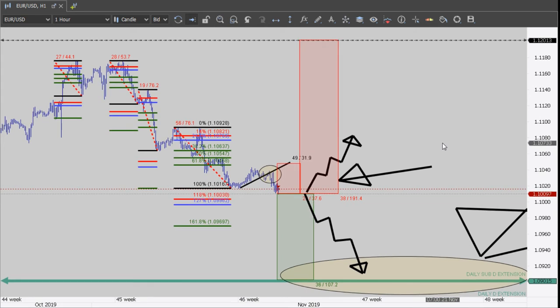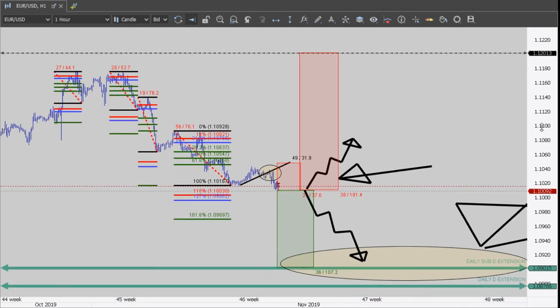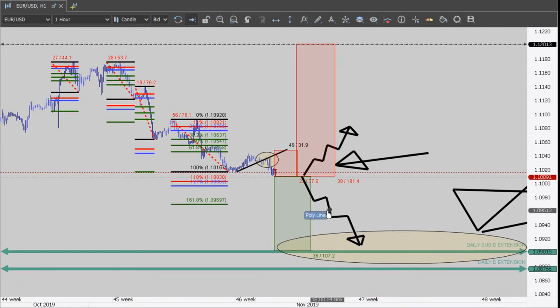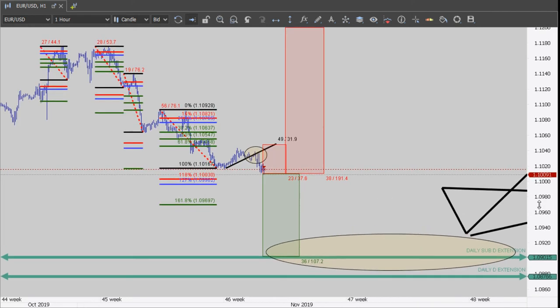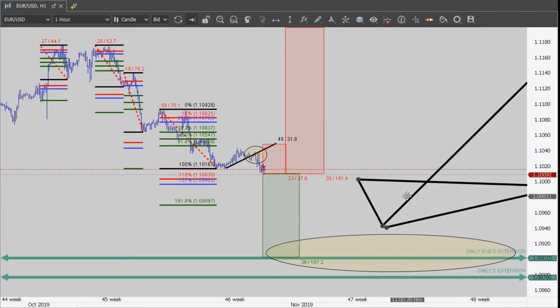Miguel is saying we could bring the take profit down to the daily tick. Yes, Miguel, correct. You got it, Miguel. You can enter from the smaller time frame and take profit at the larger time frame.